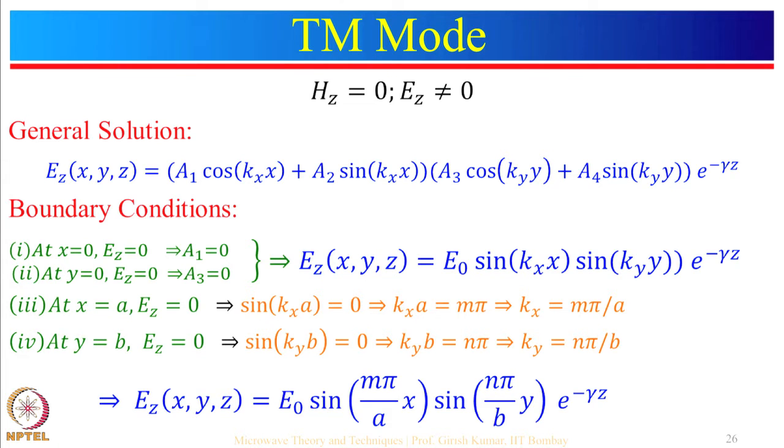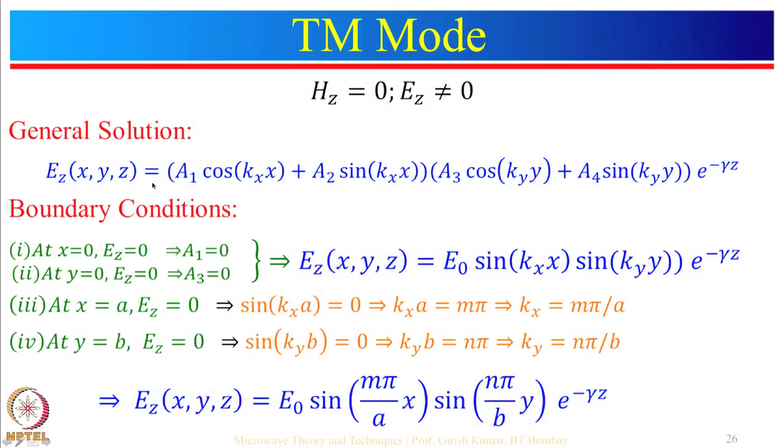Boundary conditions are that the tangential component of electric field should be 0 at the conducting boundaries, and in the rectangular waveguide we have 4 conducting boundaries. One is at x equal to 0, another one is at x equal to a, and other two are at y equal to 0 and y equal to b.